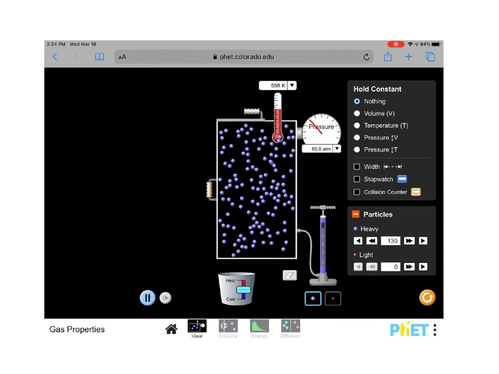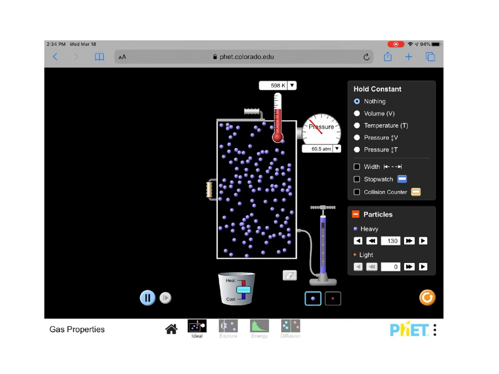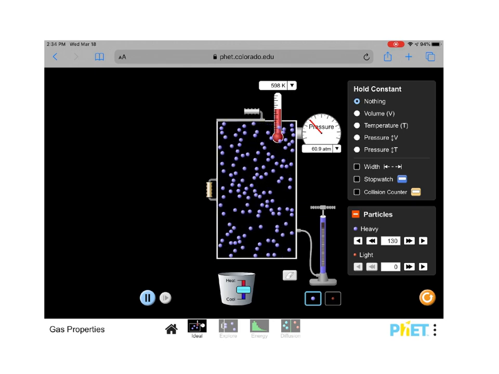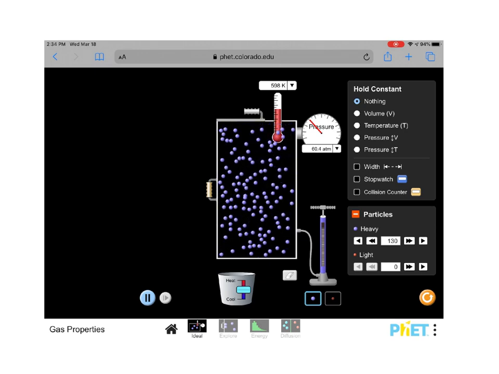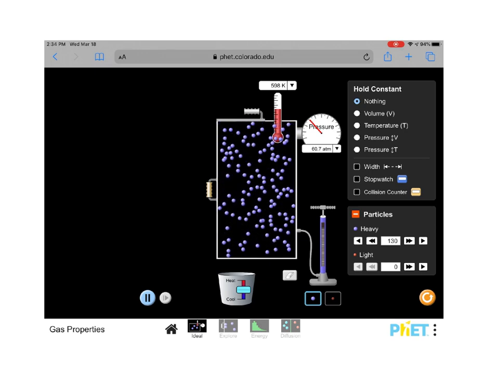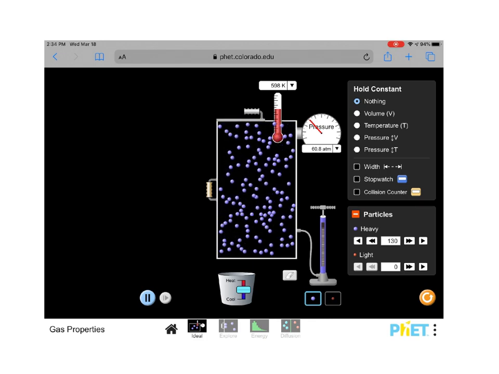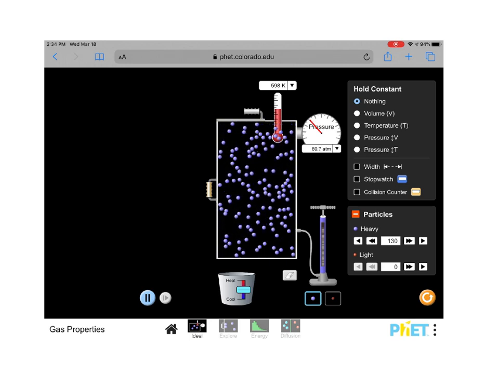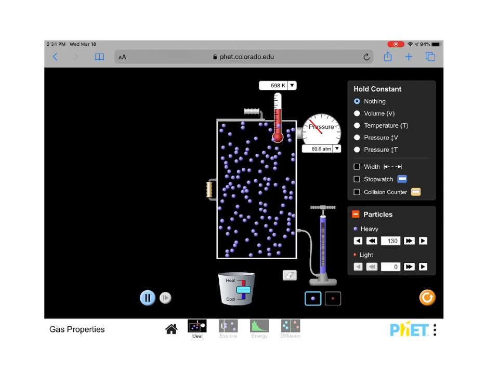So right now I've got this container set to as small of a volume as it could possibly be. I know volume is three-dimensional, and this is a two-dimensional sort of box, but think of it as you can see through it and it's really in three dimensions. So anyway, get a rough idea looking at it what the amount of collisions is right now. And now I'm going to increase the volume and look at what the pressure does. By the way, the pressure right now is at about 61 atmospheres.